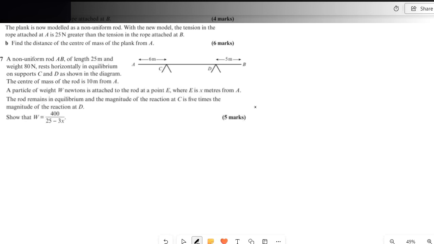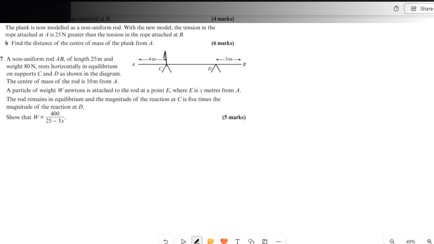In number 7, we have a non-uniform rod AB of length 25 meters and weight 80 newtons resting horizontally in equilibrium on supports C and D as shown on a diagram. The center of mass of the rod is 10 meters away from A. A particle of weight W newtons is attached to the rod at a point E, where E is x meters from A. The rod remains in equilibrium and the magnitude of the reaction at C is 5 times the magnitude of the reaction at D. We have to show that W is equal to 400 divided by 25 minus 3x.